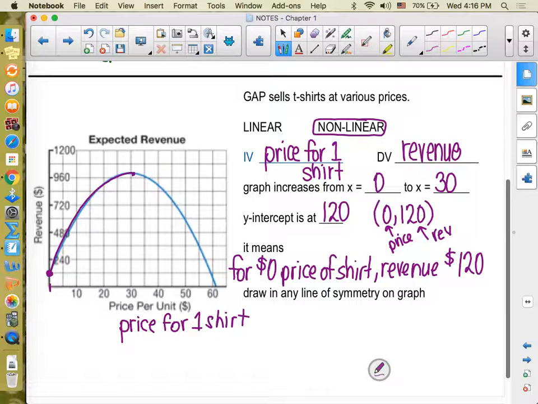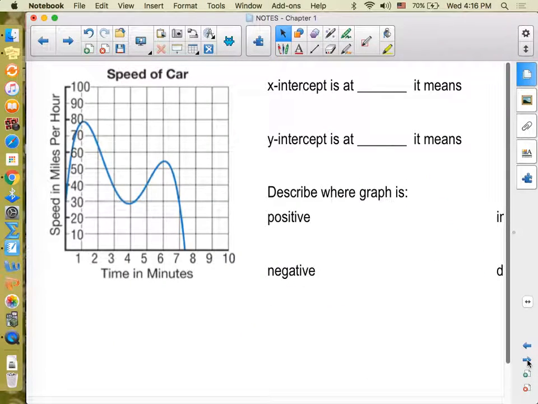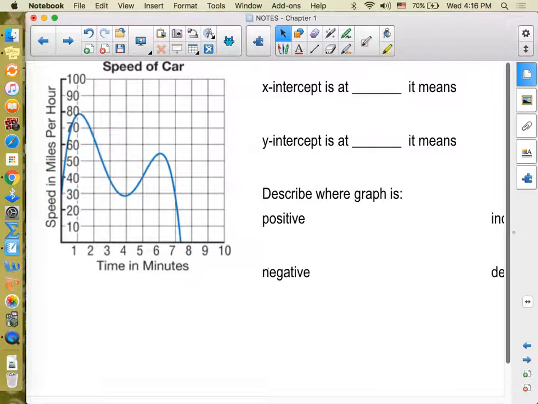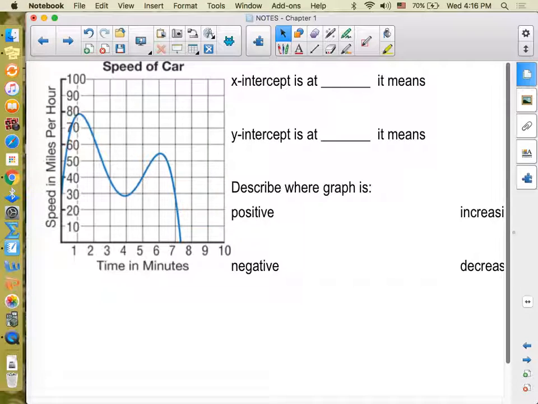Any line of symmetry that's on the graph, so where the graph can fold onto itself, would be right about here. So you just draw that line right down the middle where the left side and the right side would land on each other if I fold it there. Again, pause the video before you go on to this next one so that you can do it and then check. So this last one's talking about the speed of a car.